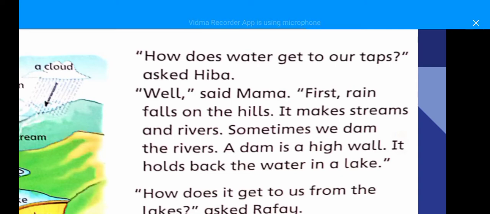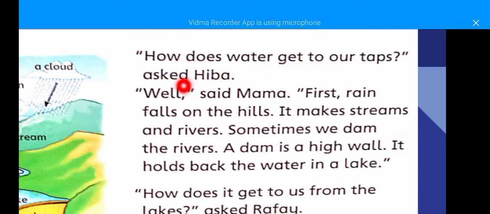So now let's start our today's reading task. And now we are going to start reading from the line number 1. Please again put your pencils under each word and read it with me. So now let's start it. How does water get to our taps?